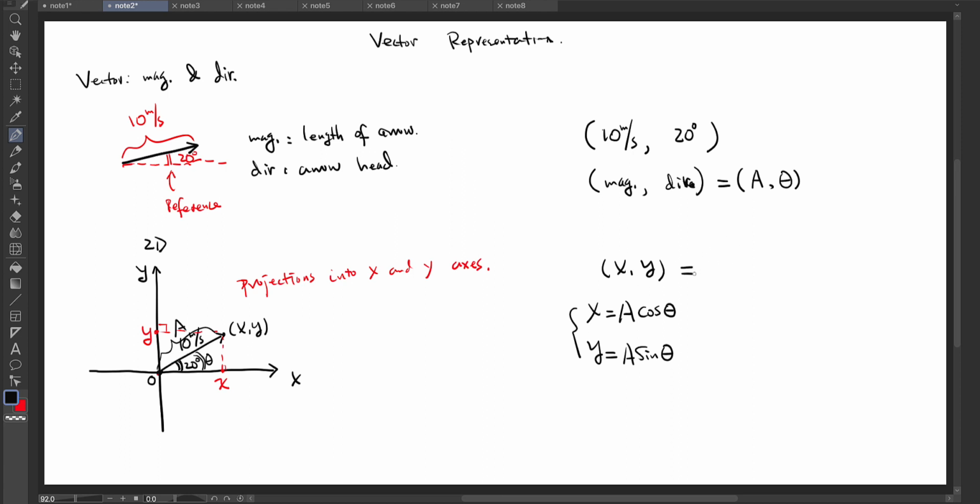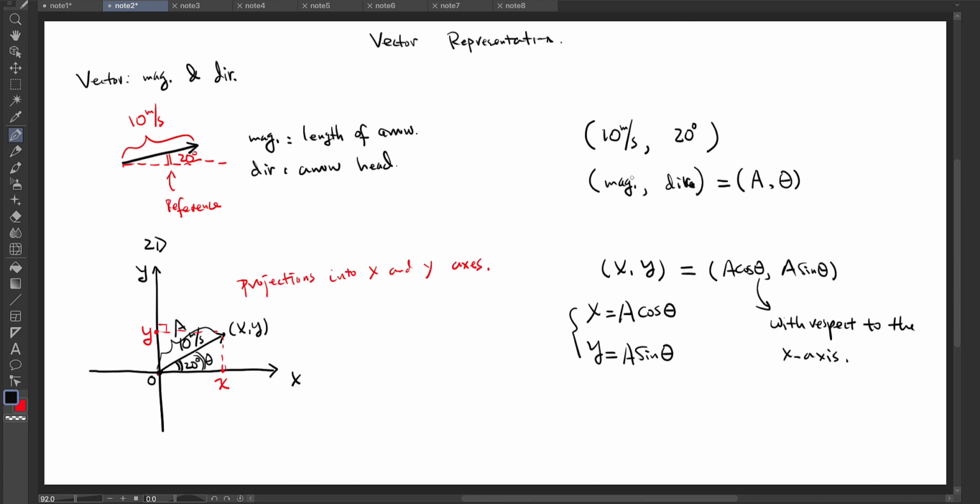So now we know the representation in the 2D Cartesian coordinates for the vector is given by A cosine theta and A sine theta. Again, the angle theta is with respect to the x-axis, which is the reference direction I mentioned in the previous picture.